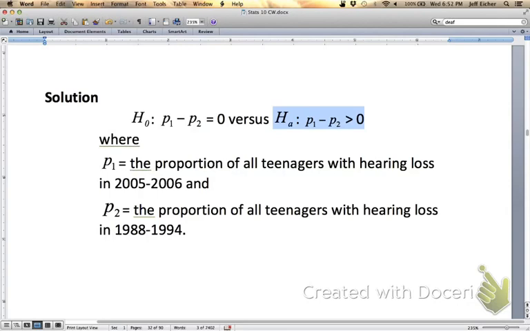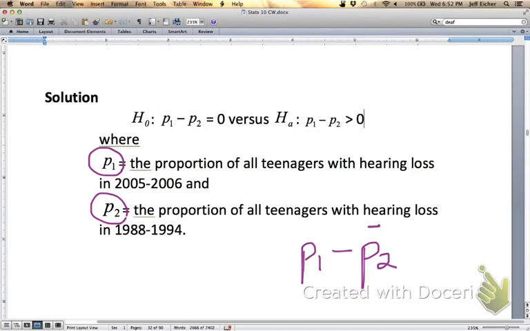Notice this is very dangerous. Notice here, I chose to define P1 as the more recent year and P2 as the later year. If you had done P1 as the first study minus P2 as the newer study, if you think that teenage deafness has increased, this would be bigger than this number. So that would actually be a less than 0.